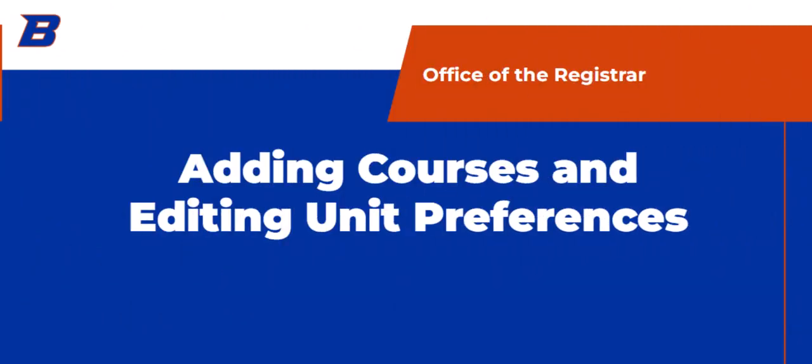In this video, we'll show you how to customize your Boise State degree tracker plan by changing your semester course load and adding additional courses. If you're unsure how to get to your degree tracker plan, please watch our How to Access Degree Tracker video for a detailed walkthrough.